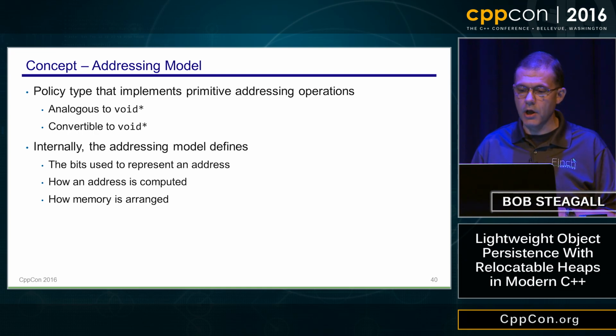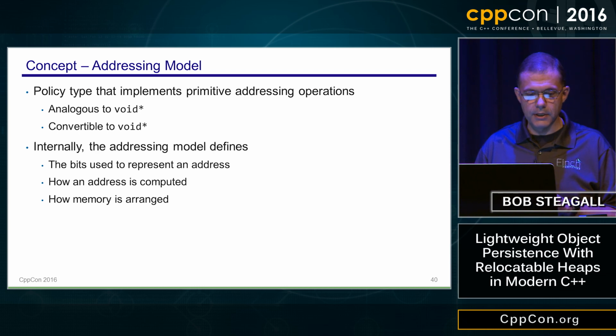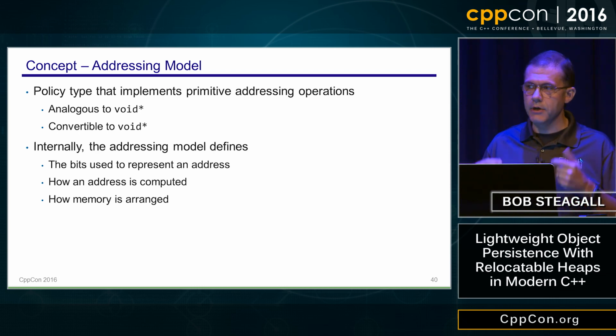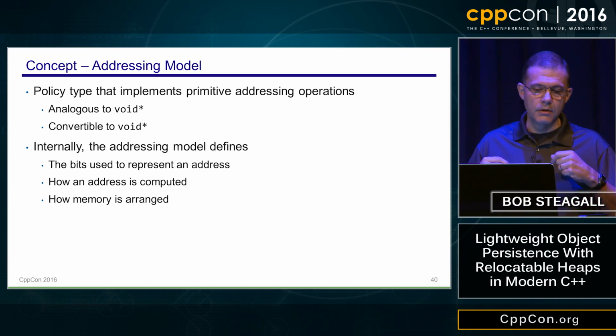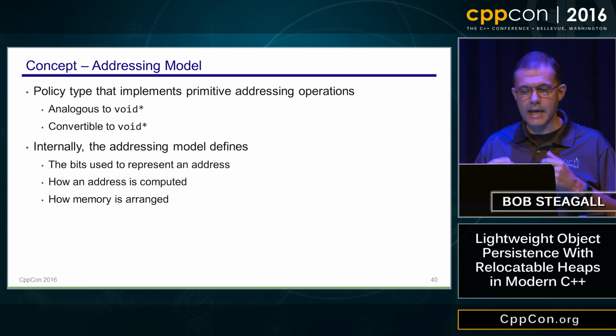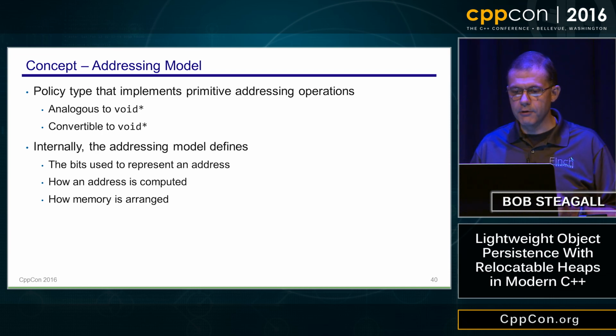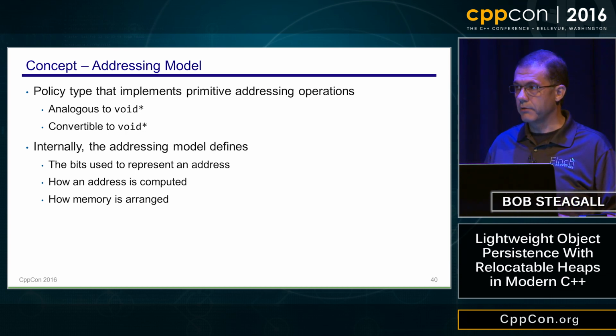Internally, the addressing model defines the bits or the pattern of bits that are used to represent an address. It defines how an address is computed from that pattern of bits. And this implies how the addressing model expects memory to be arranged. Now, from this description, we can see that the simplest example of an addressing model is, in fact, a void pointer.